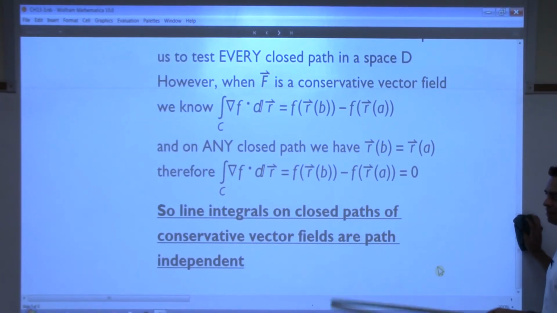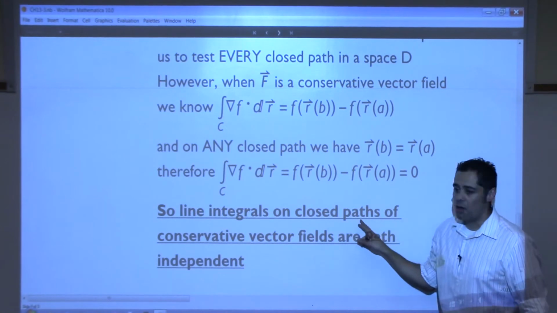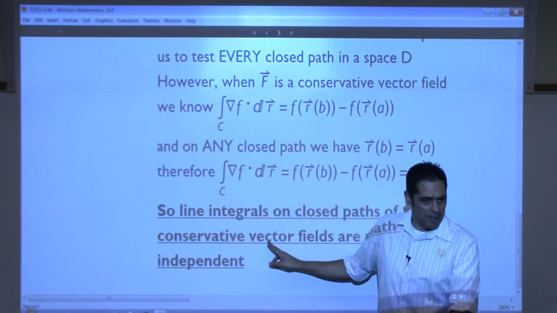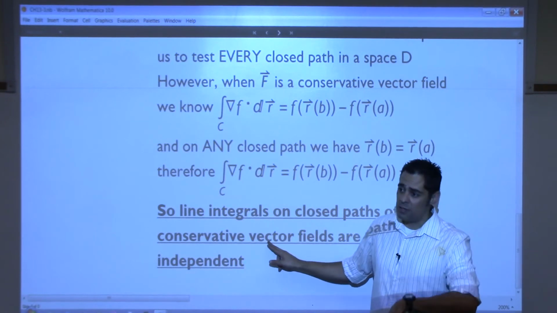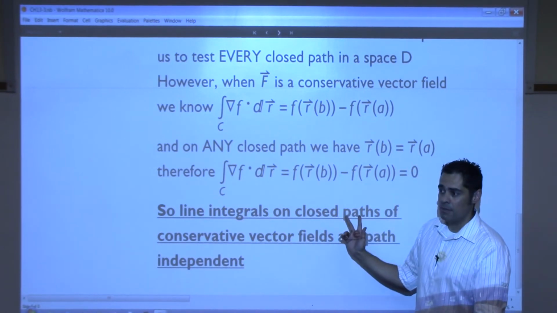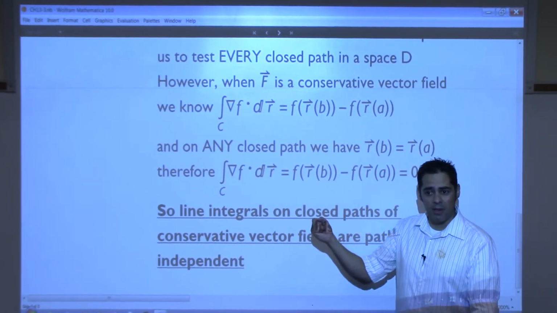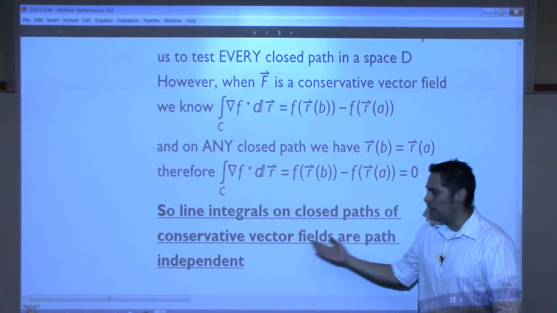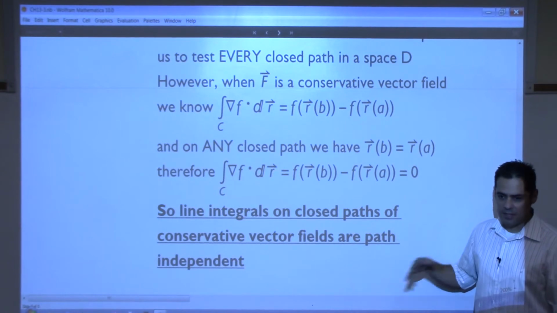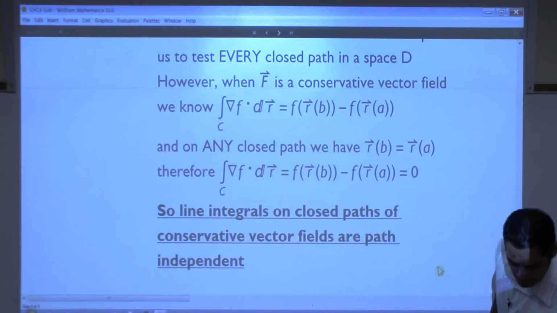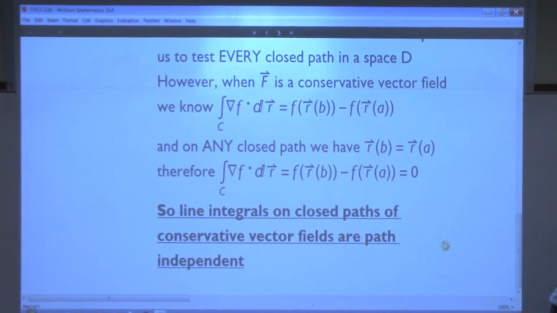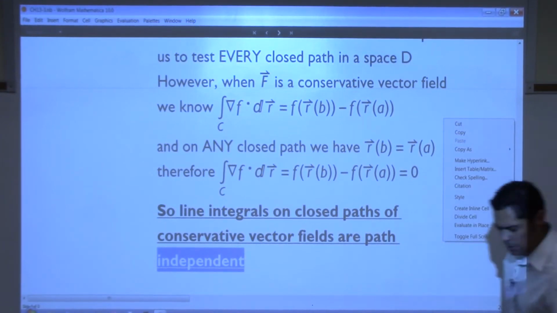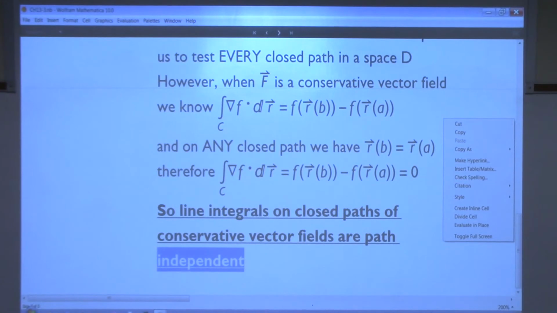Crickets. Okay, you have a closed path. Starting and ending points are the same. It's conservative, which means you can use the fundamental theorem of line integrals, which means you subtract the two endpoints, which are the same. So when you subtract them, you get 0. What happens if you get 0 over every line integral? That means it's path independent. Okay, that's the idea. That only holds for conservative vector fields.